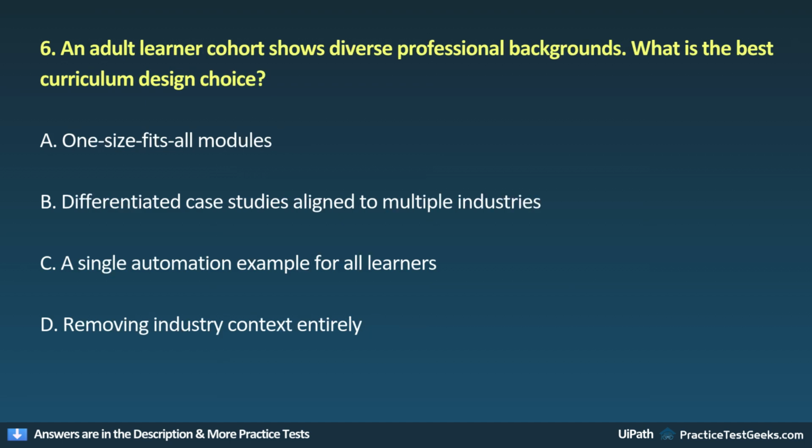6. An adult learner cohort shows diverse professional backgrounds. What is the best curriculum design choice? A. One-size-fits-all modules. B. Differentiated case studies aligned to multiple industries. C. A single automation example for all learners. D. Removing industry context entirely.